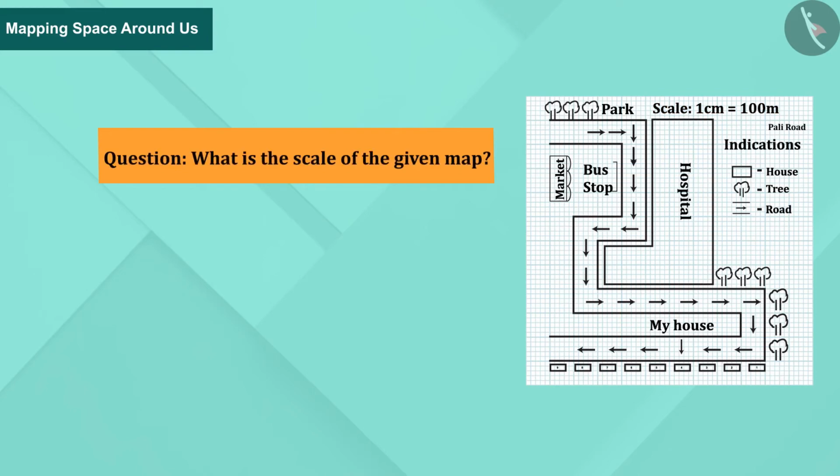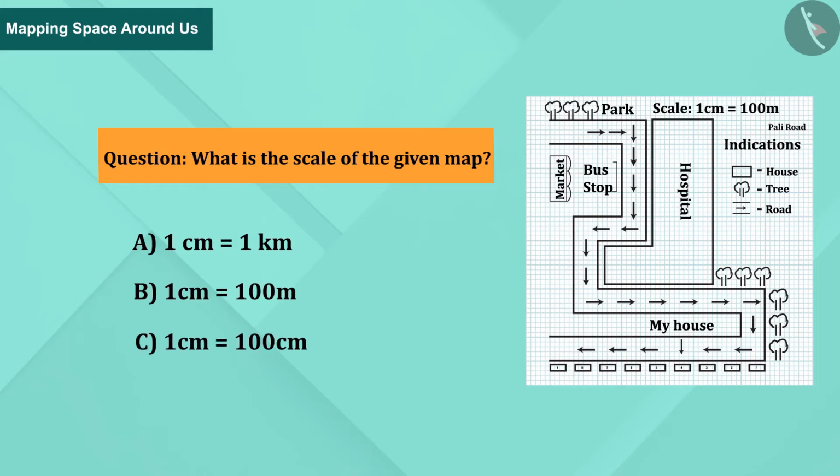What is the scale of the given map? A. 1 centimeter equals 1 kilometer. B. 1 centimeter equals 100 meter. C. 1 centimeter equals 100 centimeter. As you can see here, the scale of the map is 1 centimeter equals 100 meter.